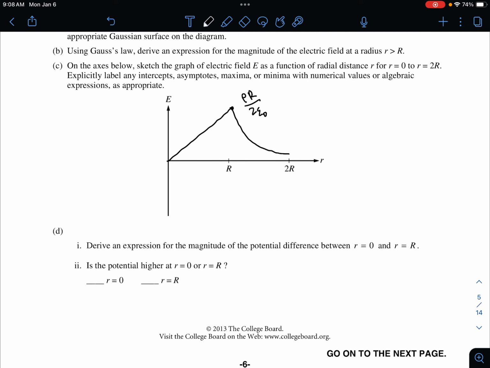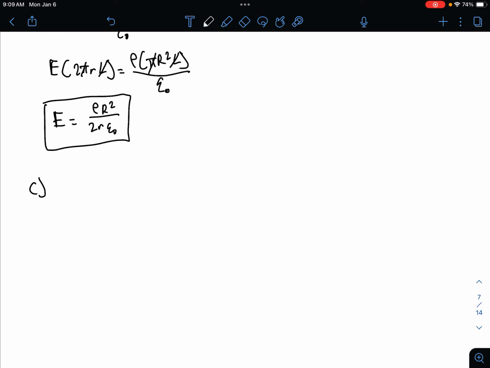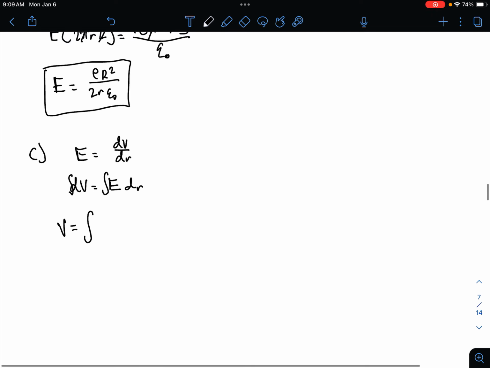Derive an expression for the magnitude of the potential difference between r equals 0 and r equals R. So for this, we know that E is equal to dV/dr, or dV is going to equal E dr. So if we're going to integrate this to find the total, V is going to equal the integral of E. E as a function of r, since we're going from 0 to R, we can just use this rho r over 2 epsilon naught dr. This isn't too bad to evaluate. Just use your proper bounds. We're going from 0 to R.